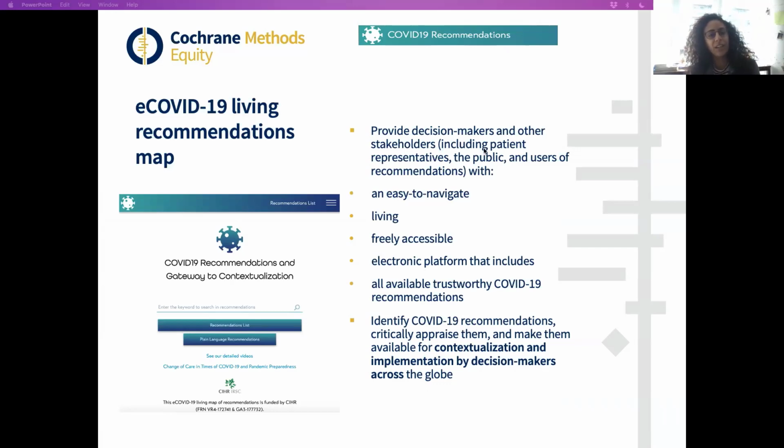For everyone who has not seen the RecMap or heard of it before, today's the day. The eCOVID-19 recommendations map provides decision makers and other stakeholders with an easy to navigate, living, freely accessible electronic platform that includes all available trustworthy COVID-19 recommendations that we have been able to extract and push to the map up to date, and allows users to identify COVID-19 recommendations, critically appraise them, and make them available for contextualization and implementation by decision makers across the globe. The RecMap is funded by CIHR.